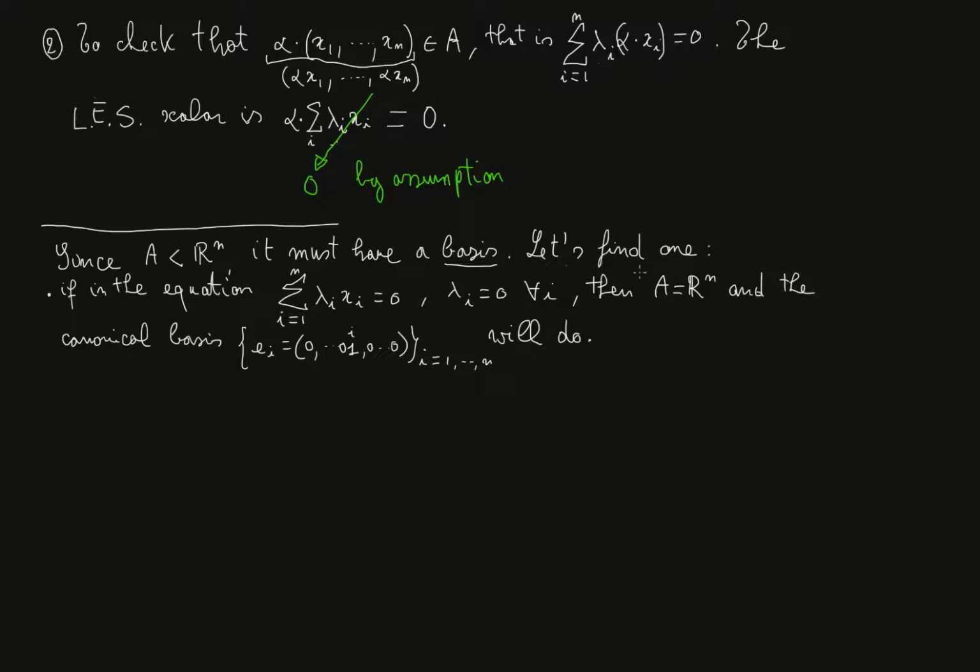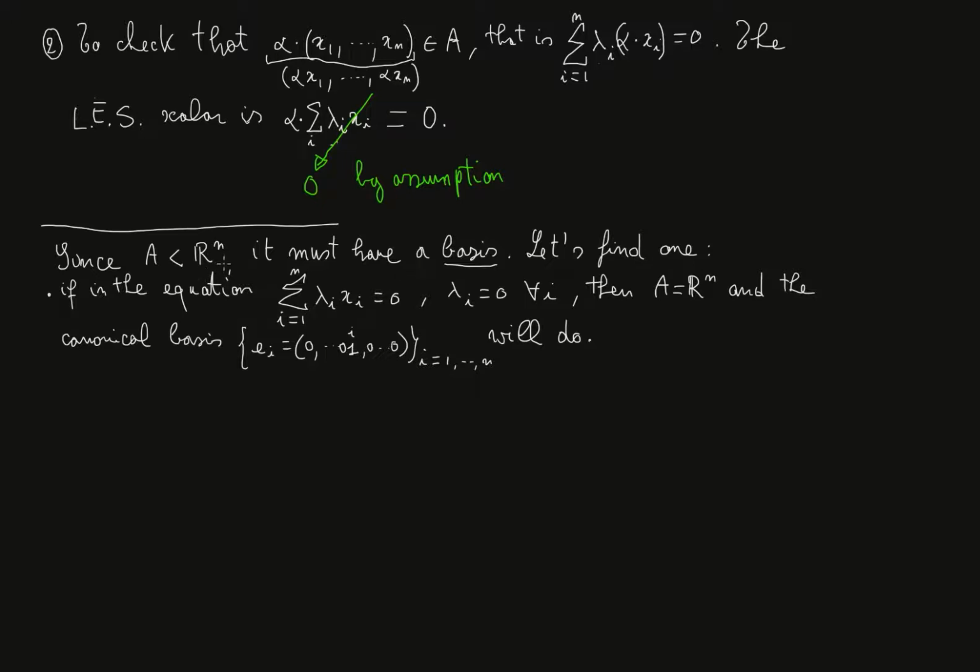There will be infinitely many. Let's find one. So if in the equation all the scalars lambda i were 0 for every i, then the subvector space A would be all Rn. That's because the left-hand side of the equation would just be 0. So the condition for a vector in Rn to be in A would reduce to 0 equals 0, which is always verified. Therefore, it is an empty condition, and there are no other conditions defining A. Therefore, A reduces to be all Rn.